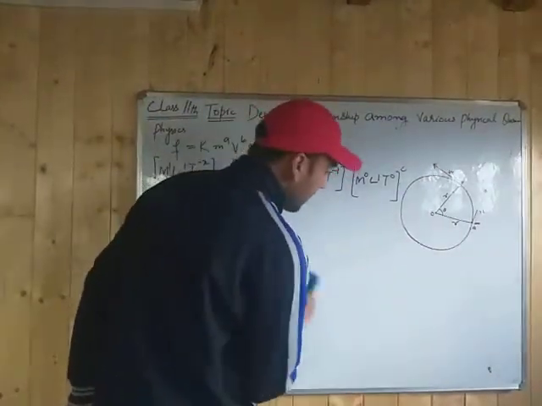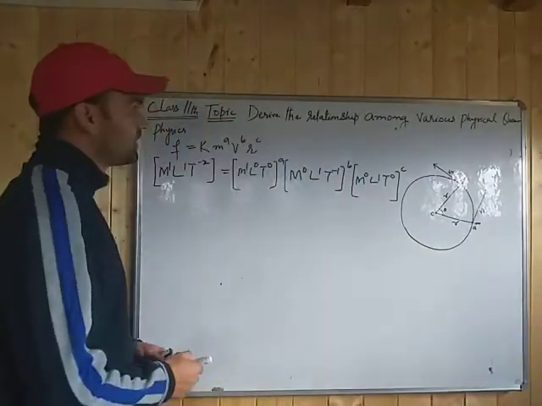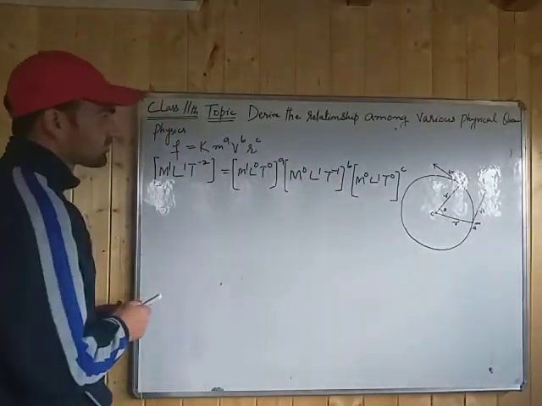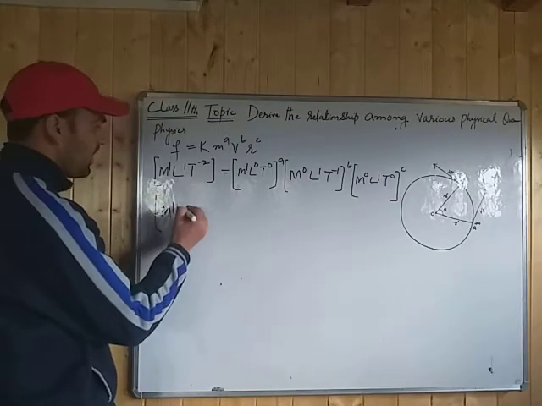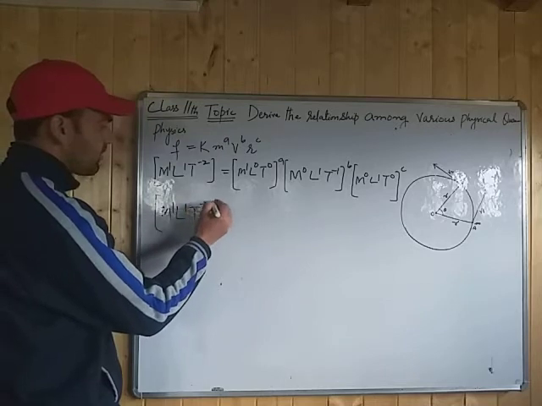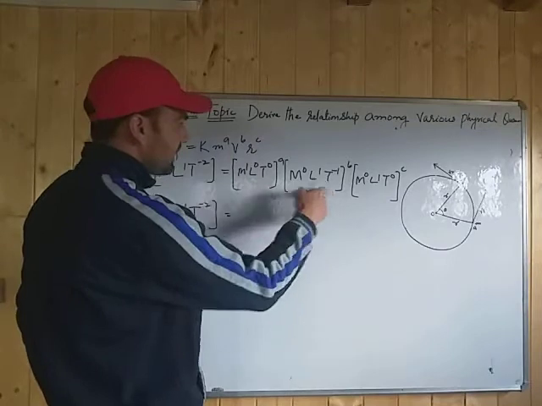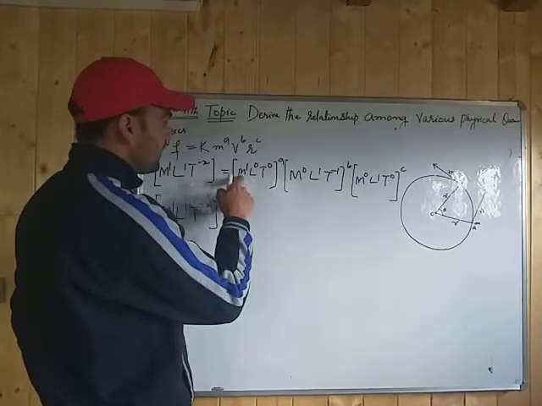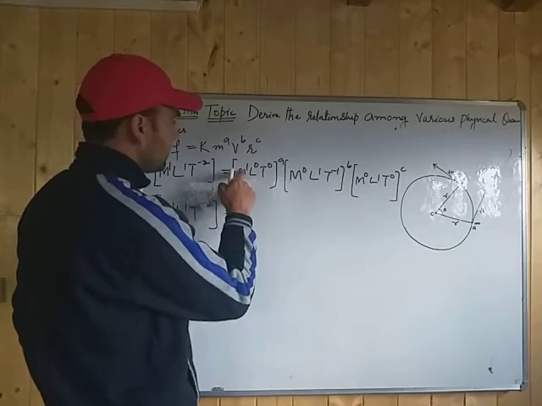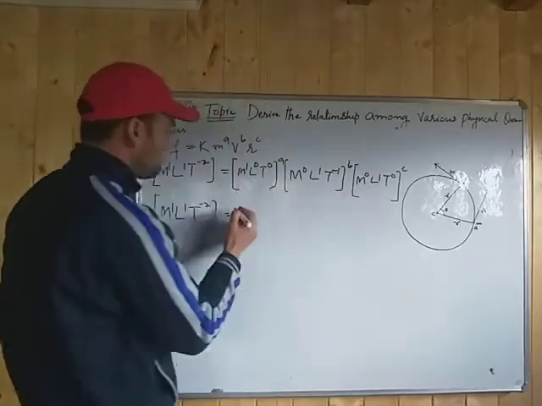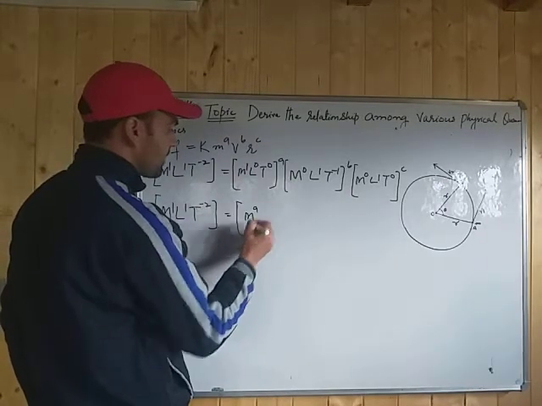We can derive the expression for the various physical relations by using the principle of homogeneity. So here we will write M^1 L^1 T^-2 is equal to, so during the multiplication we will write here M^1, but it is raised to power a, so this will be M raised to power a.